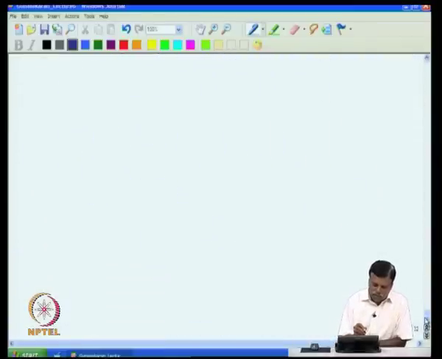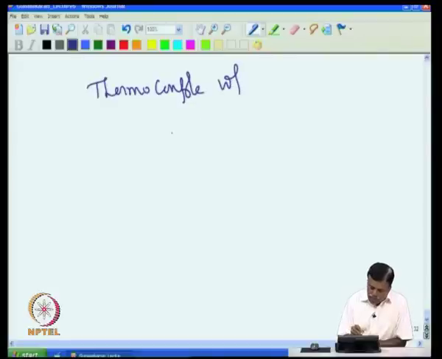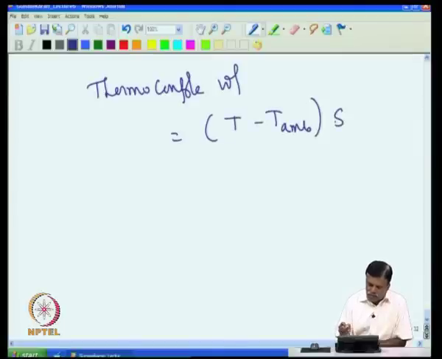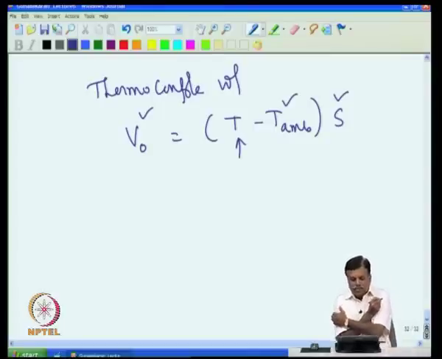So, what is normally done is to measure the thermocouple voltage. Thermocouple voltage is actually nothing but T minus T ambient into S. So, that is voltage output. We know voltage output here, we know ambient temperature, we know S. So, T can be calculated. This is how this is done.